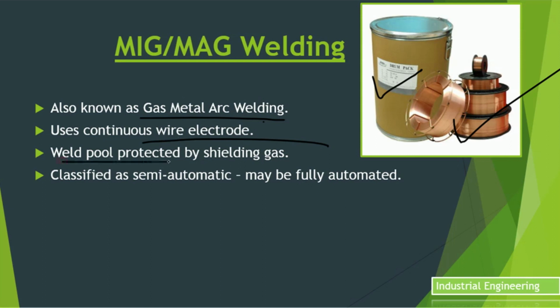The weld pool is protected by a shielding gas like argon, helium, carbon dioxide or a mixture of these gases. If helium and argon are used, then the welding is called MIG welding, and if carbon dioxide is used, then it is called metal active gas welding. Now again the question comes how to select the shielding gases. The selection of gases depends upon the base material which is to be welded, which I will explain later in this video. It is classified as manual, semi-automatic or maybe fully automatic. Fully automatic can only be done by robotic welding.